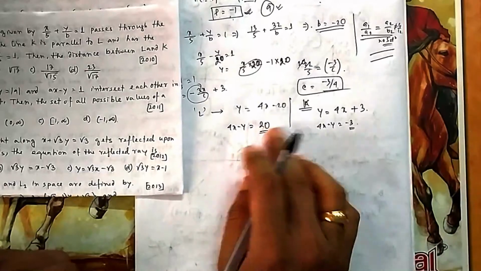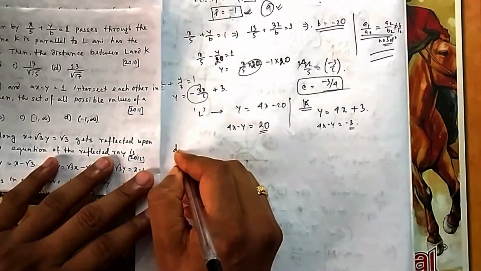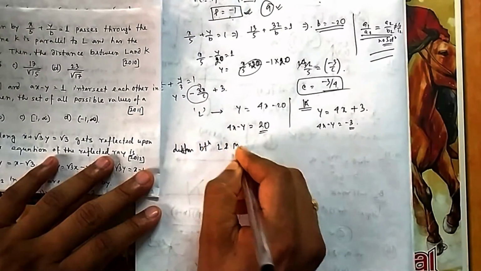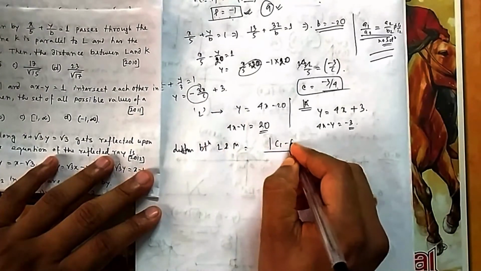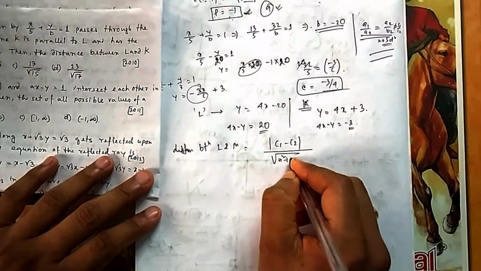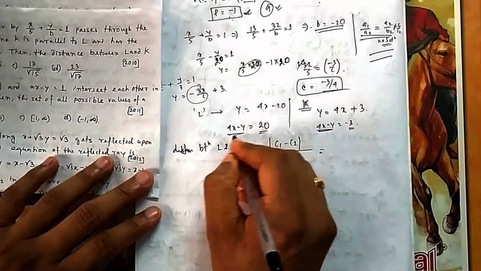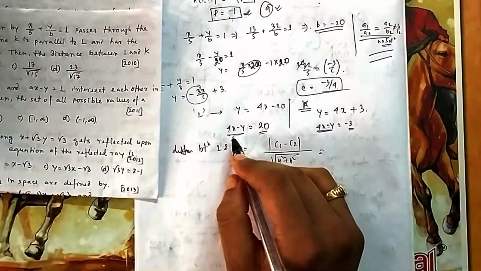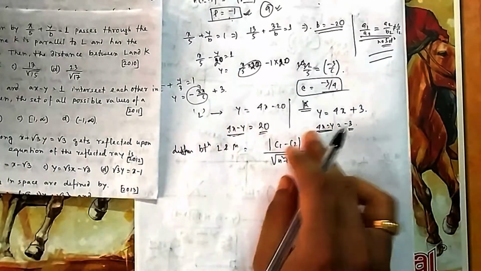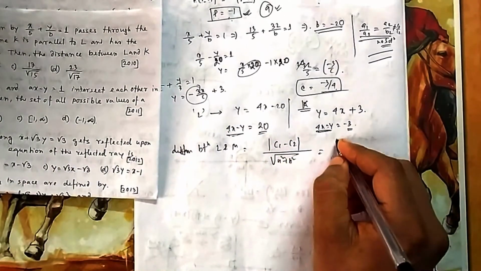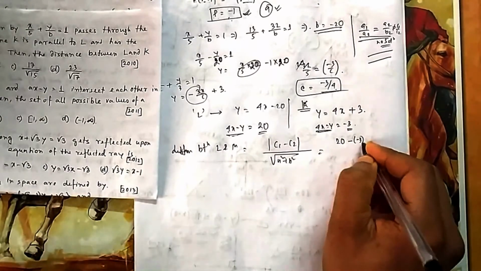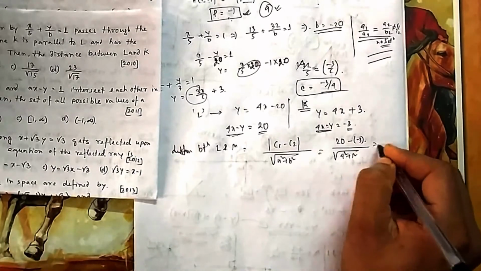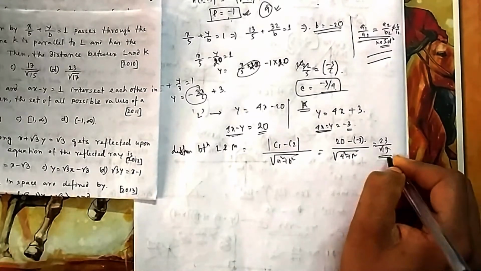Remember these two. Then what is the formula for distance between parallel lines? The distance between L and K is equal to mod C1 minus C2 under root A square plus B square. I told you this coefficient should be exactly same. While discussing in theory also, this should be 4 4, this should be 1 1. It is not that the ratio is same, this should be exactly same. You make it exactly same, then this formula holds true. So it will be 20 minus 3 divided by under root 4 square plus 1 square, that is 23 by root 17. So that is your option D.